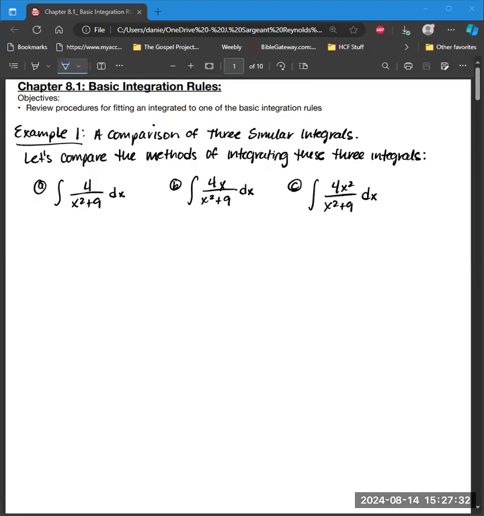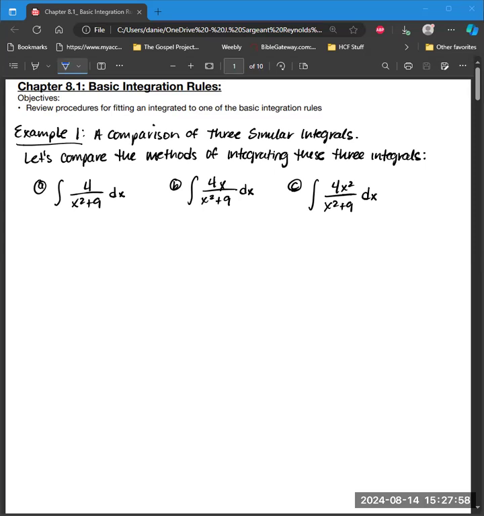In this video, we're going to talk about 8.1 basic integration rules. This is just going to be a review of procedures for fitting an integrand to one of the basic integration rules. So we've talked about already from chapter 4 and chapter 5 before we get on to some more advanced integration techniques in chapter 8. So example 1 here will be a comparison of these three similar integrals.